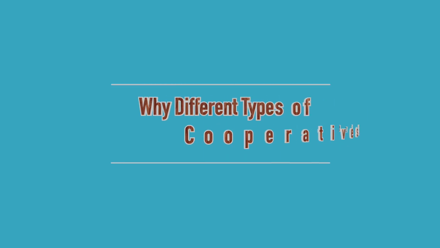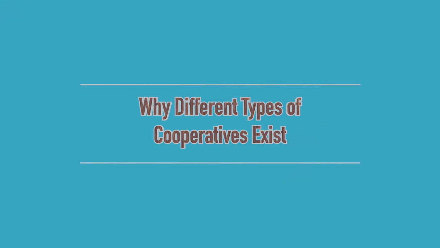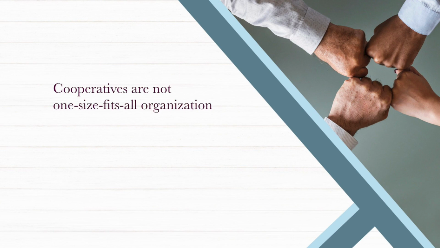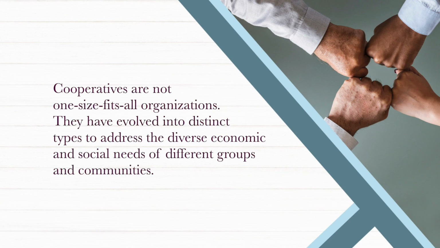So, dear learners, let us first discuss the foundation for understanding how cooperatives are categorized and why different types exist to serve different purposes. Cooperatives are not one-size-fits-all organizations. They have evolved into distinct types to address the diverse economic and social needs of different groups that we have discussed in our earlier video session. So, different economic sectors require different organizational approaches. Agriculture production has different requirements than consumer retail, which differ from housing or banking. So, each sector's unique characteristics such as capital intensity, risk profile, market structure, and technical requirements necessitate specialized cooperative forms.